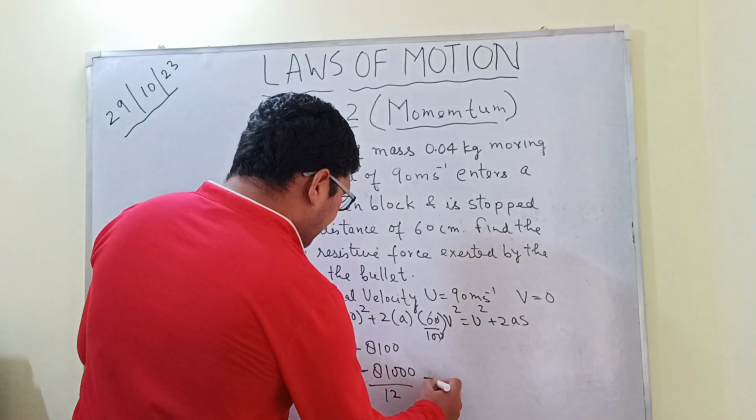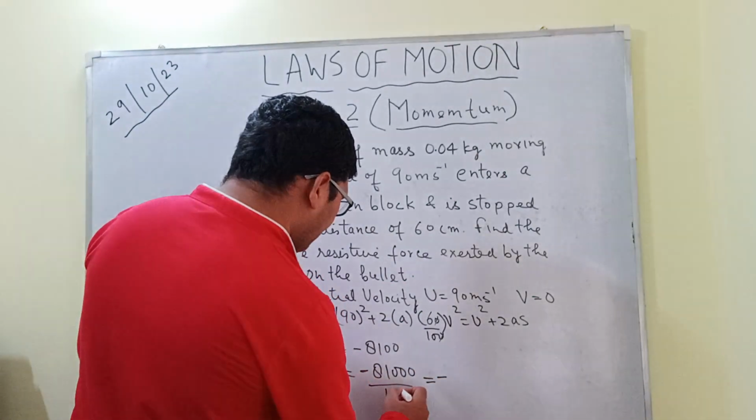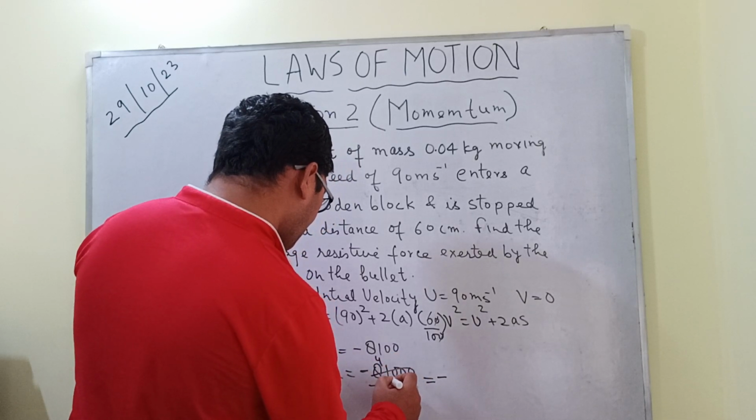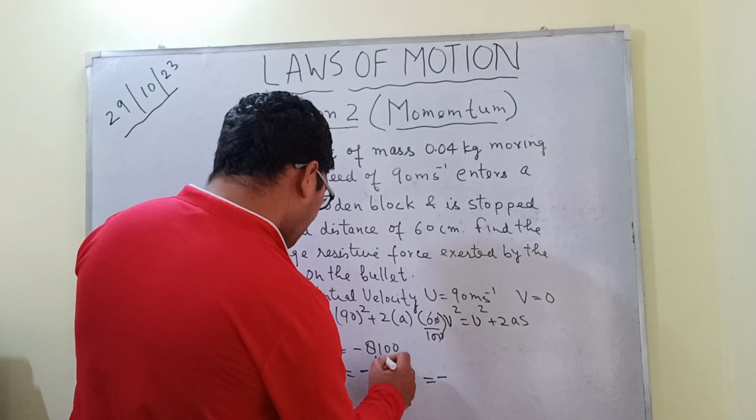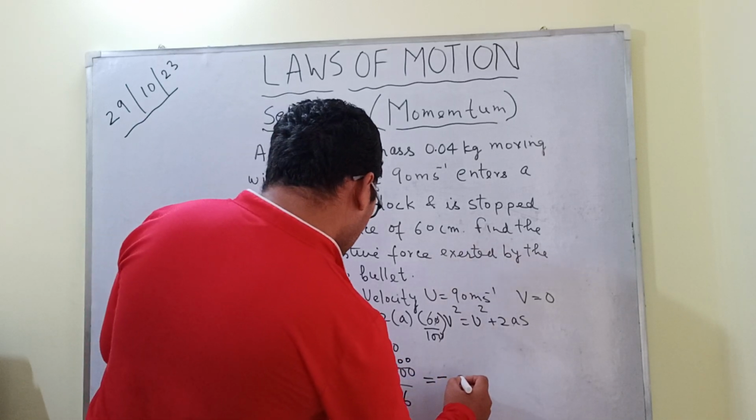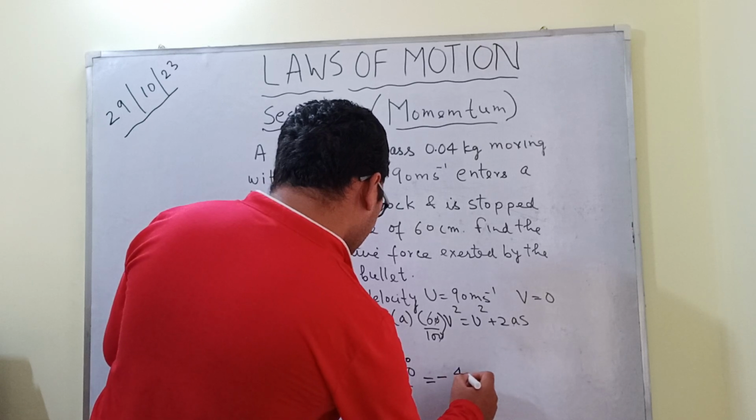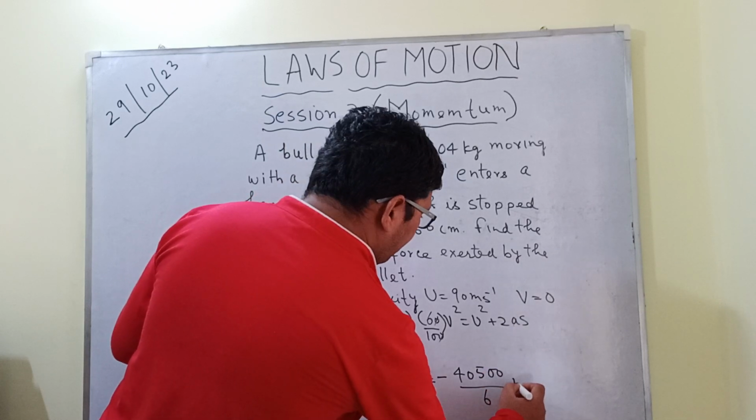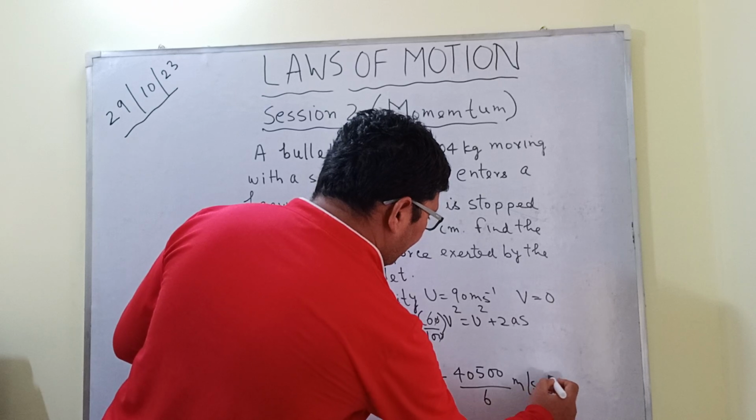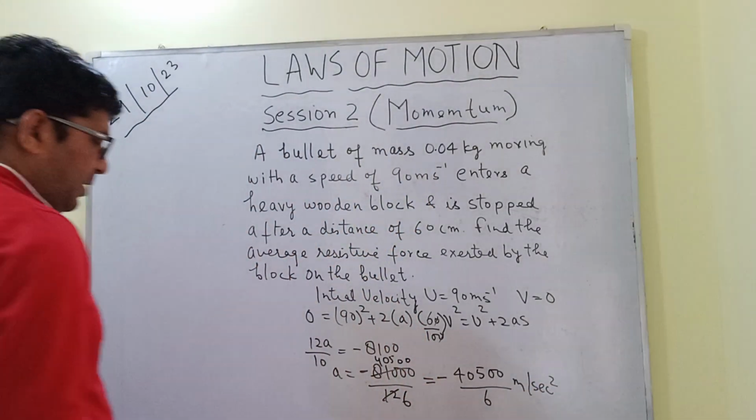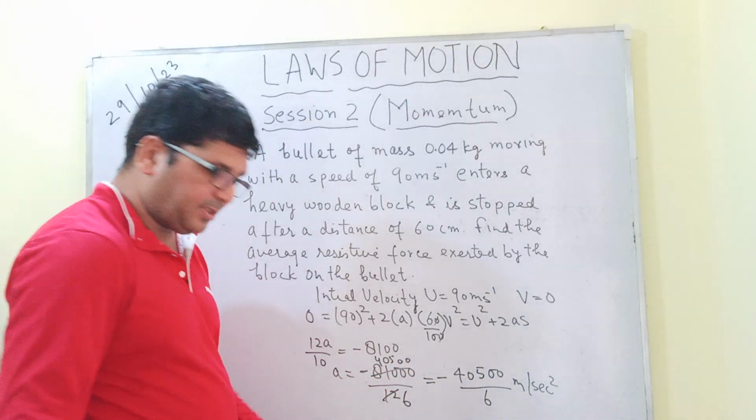सो वी आर गेटिंग a, इसका वैल्यू हो जाएगा -40,500 डिवाइडेड बाई 6 मीटर पर सेकेंड स्क्वायर. ठीक है, ये हमारा एक्सेलरेशन की वैल्यू आ गई, विच इज माइनस, मीन द मोशन इज रिटार्डिंग.